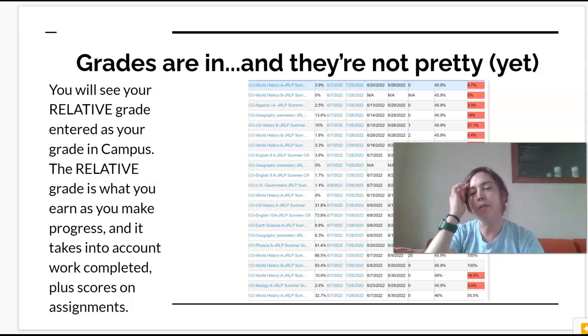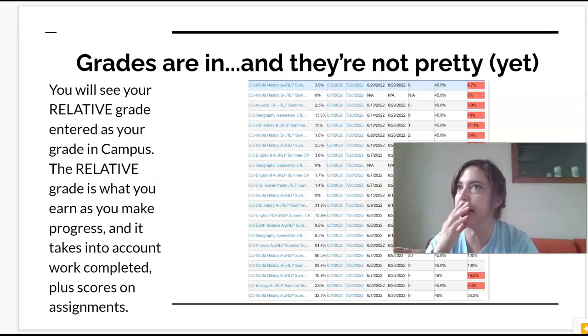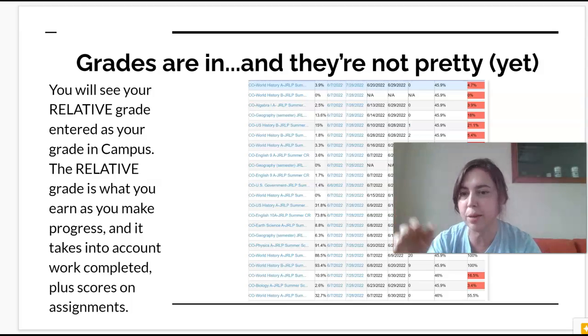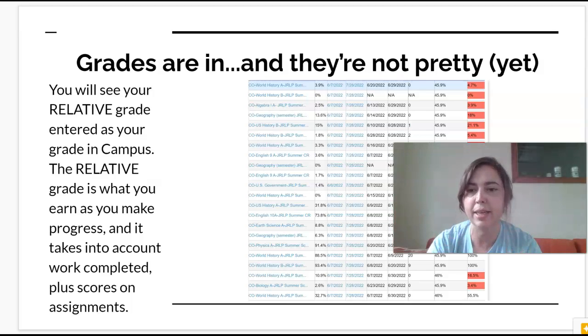Grades. Okay, so I've gotten a few questions about grades, including, why does my grade look so yucky right now? Why is it so low? I put in time and all those things. Totally get it. And I understand that for many of you, your grade does look kind of yucky right now. Okay. But it's not going to stay that way.